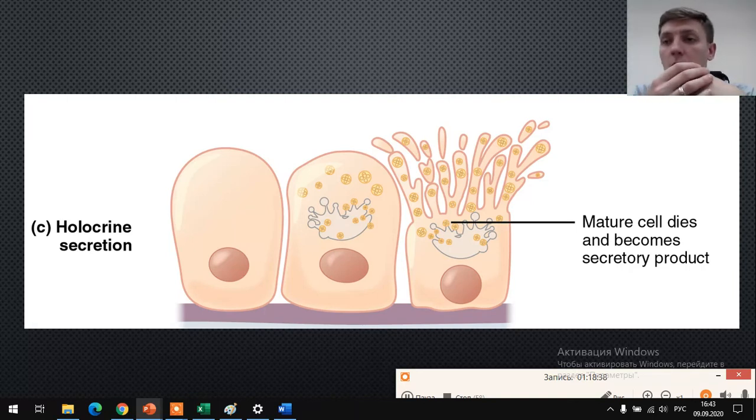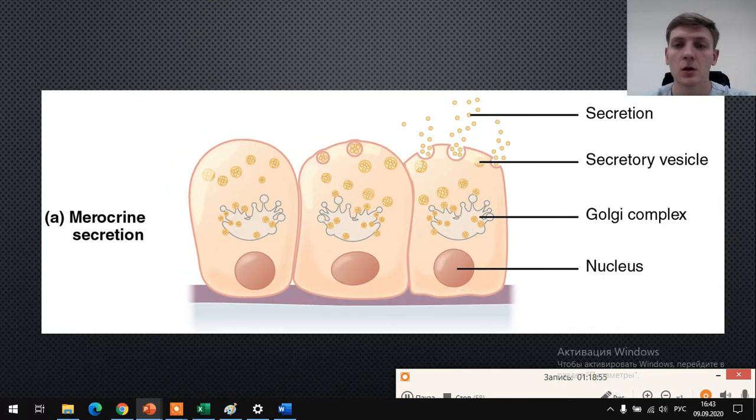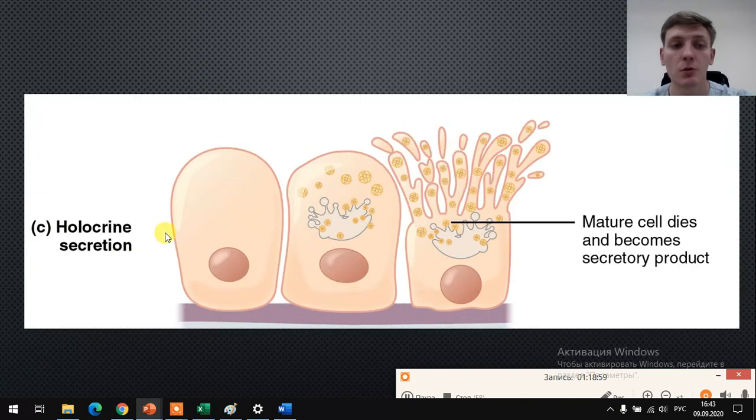Once again, I want to remind you we have two modes of secretion: serous secretion and mucus secretion. And then three mechanisms of secretion: merocrine, apocrine, and holocrine. Differences are discussed above.